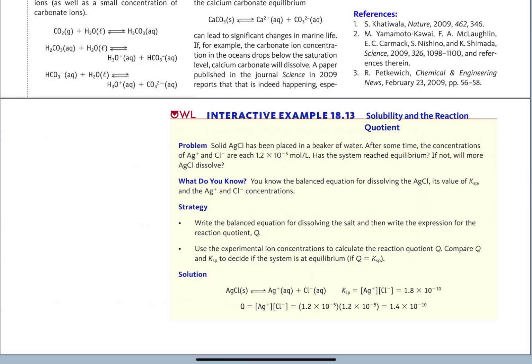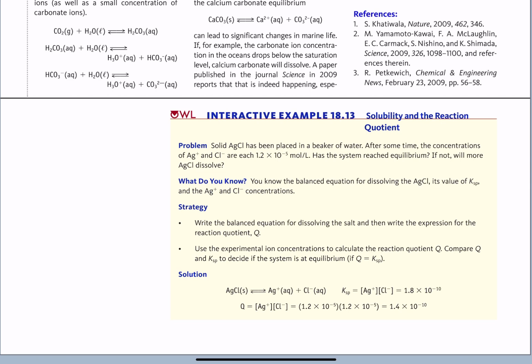Let's look at this next example where we have some solid silver chloride in a beaker of water. The same sequence of steps. Write the equilibrium equation, silver chloride dissociating into silver and chloride ions. Write the Q expression, or the equilibrium expression, I should say, of products over reactants, the KSP. Then we plug in our numbers.